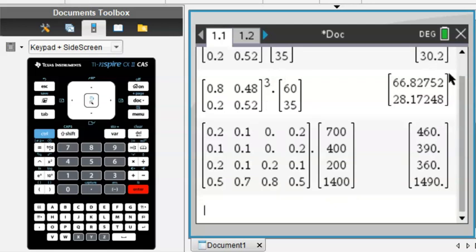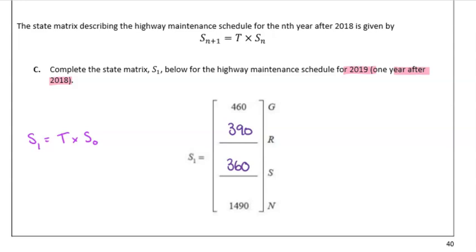So I can see that the value 460 for graded and the 1,490 for no maintenance matches what is in the answer already. So I'll just fill in the final two values there. And so we have 390 kilometres for resurfacing, 360 kilometres for sealed.